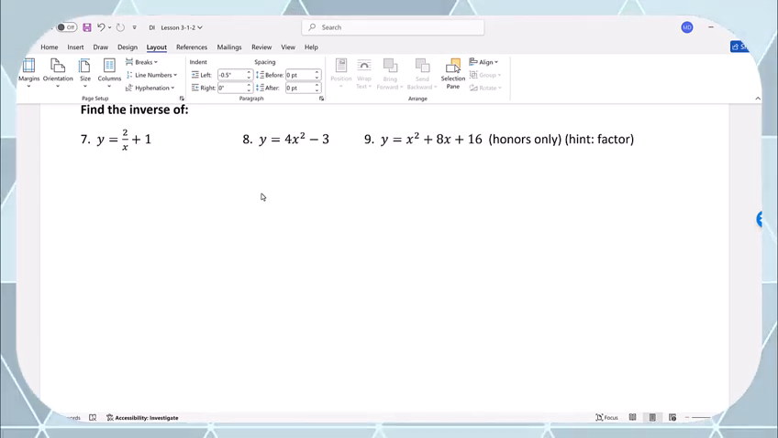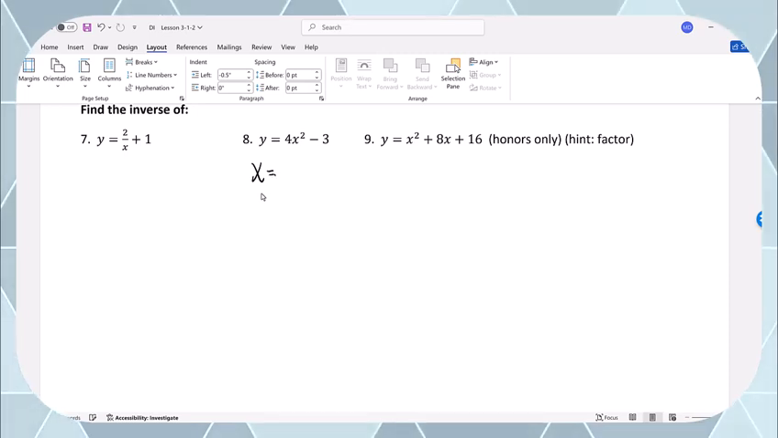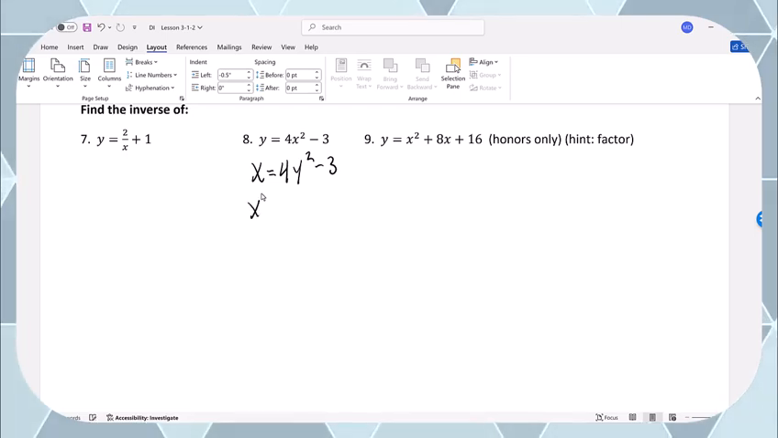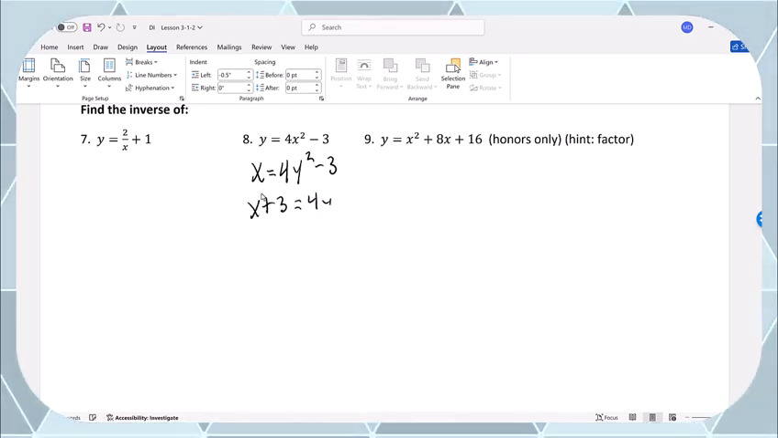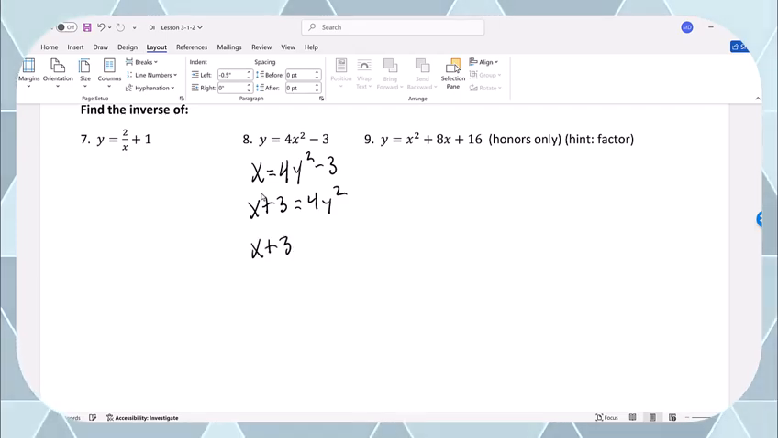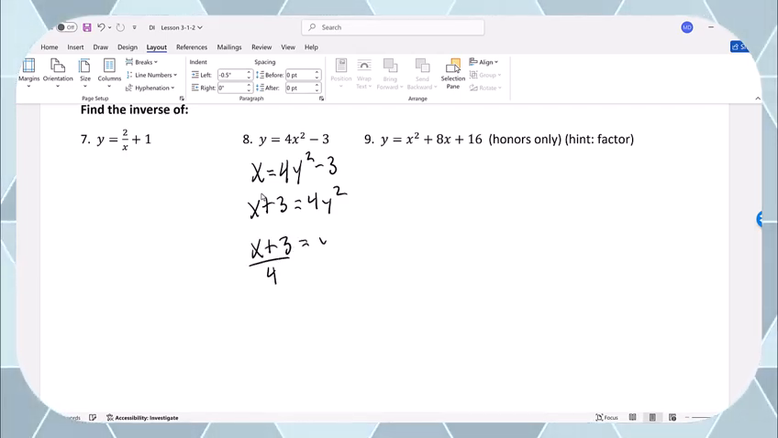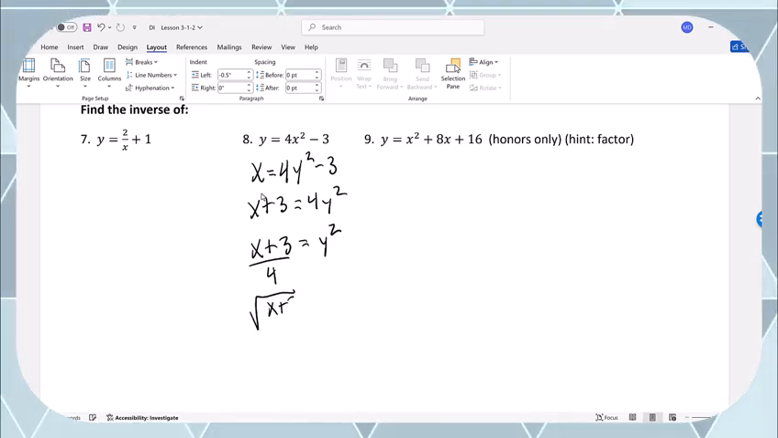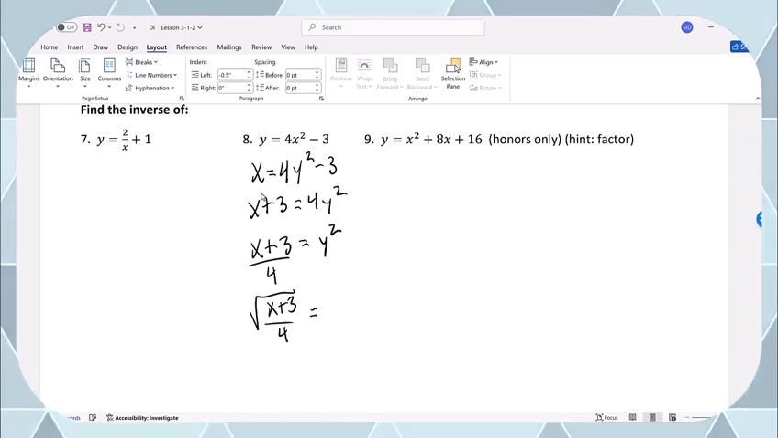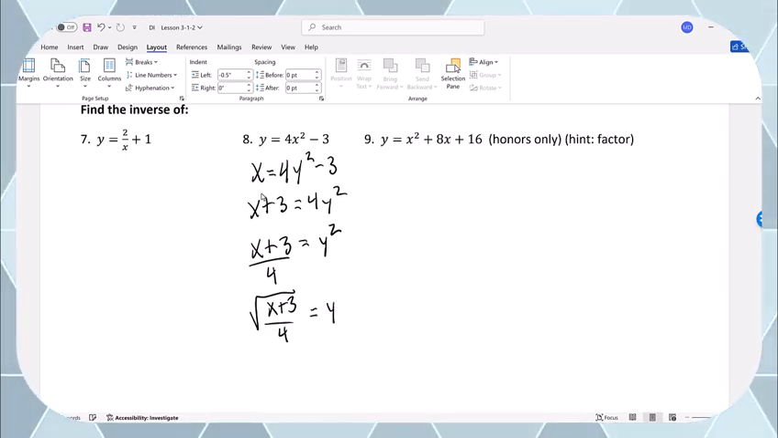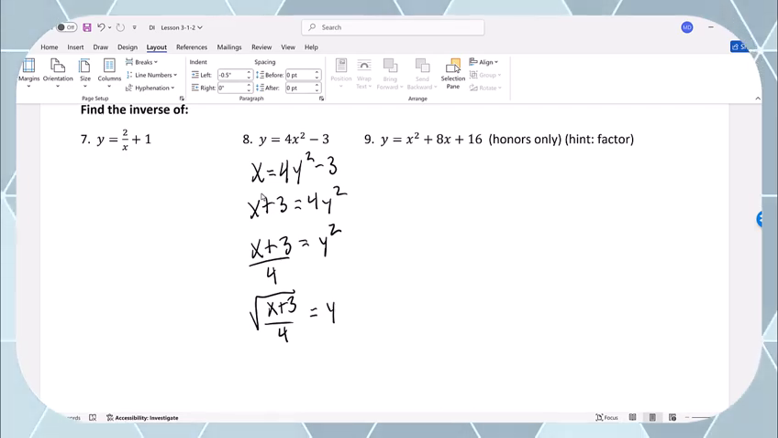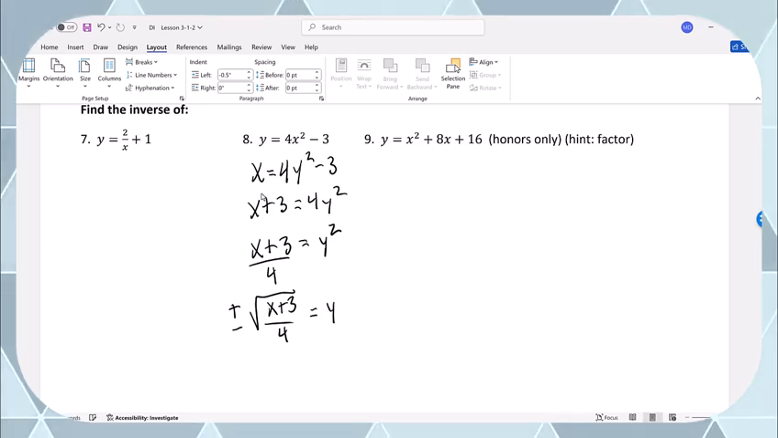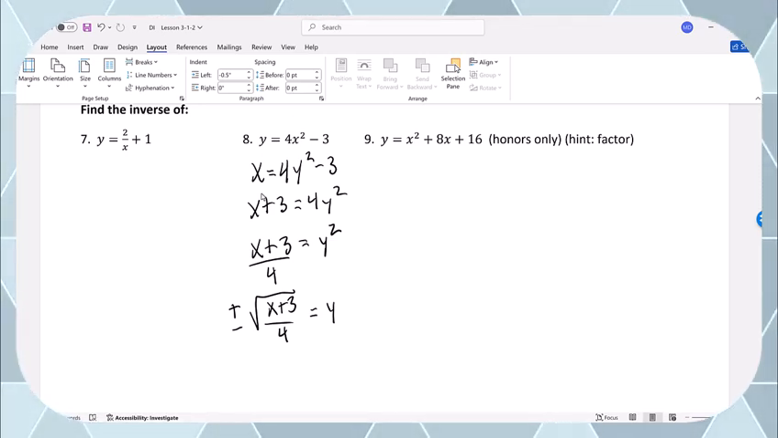So finding the inverse, switch the x and y. Now solve for y, so add 3. Divide by 4. Square root both sides. Now, because of this, we have the plus or minus, which means I can't state that this is a function. So we leave it in terms of y equals.